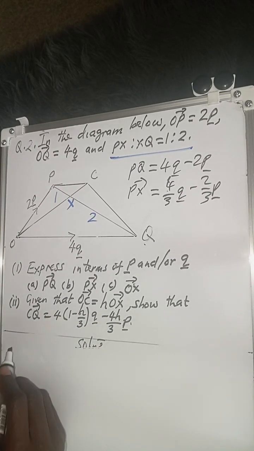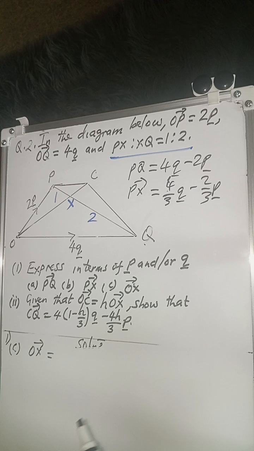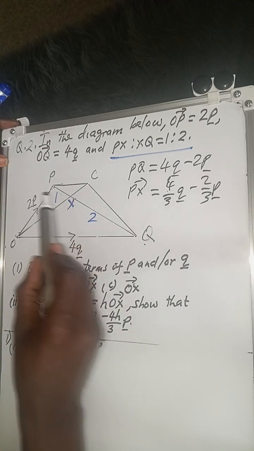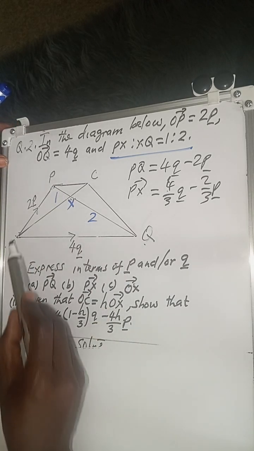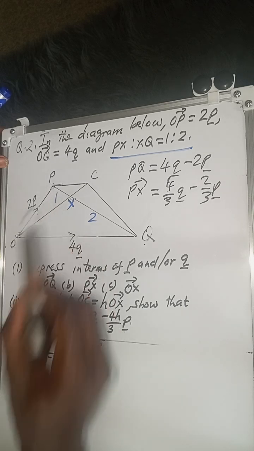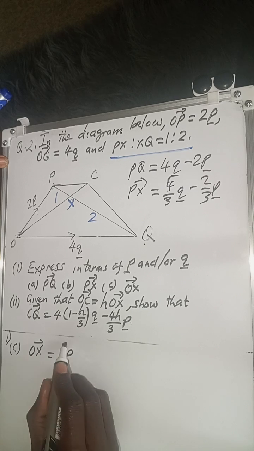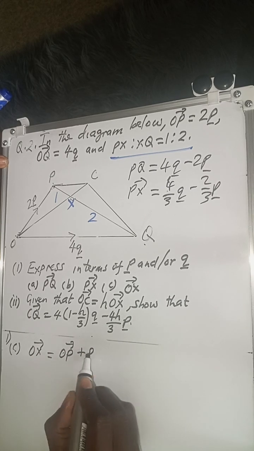The C part there says we find OX. We now find O to X. We now move from O to X. So how do I move from O to X? Remember, I just found PX there. So for me to move from O to X, I can say OP combined with PX. So it is simply going to be OP combined with PX.